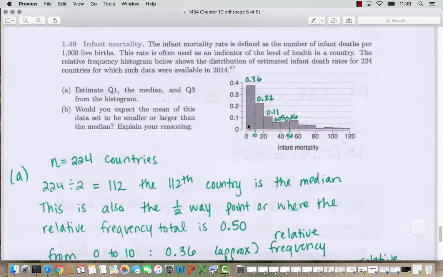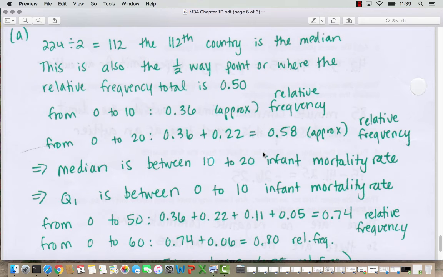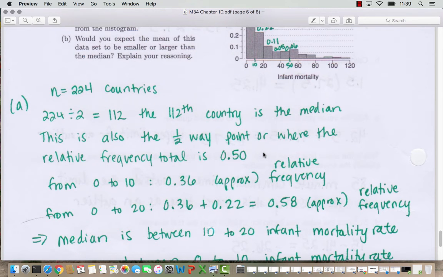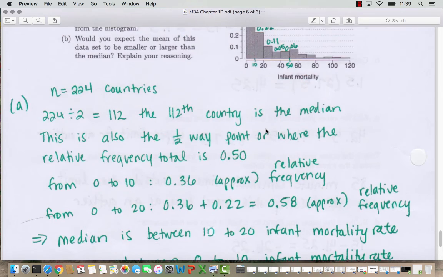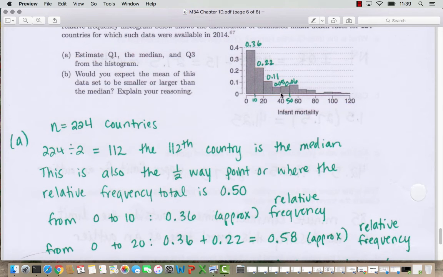Finding quartile 3 gets a little bit trickier. We have to try to estimate some more of these bars out here and add up until we get to 75%. So I estimated these values, and let's check and see what I have. Up to 40, I get 0.74. I think I made a typo here. I think up to 40 is 0.74, and then up to 50 is 0.06. So we would say quartile 3 is going to be between 40 and 50, based on my measuring of the bar heights here.